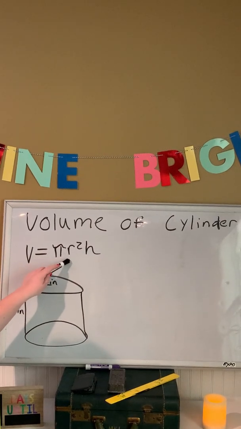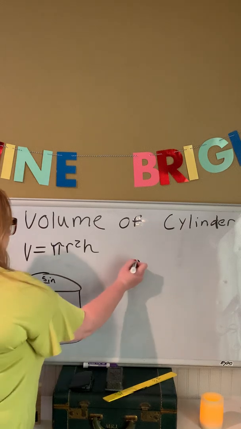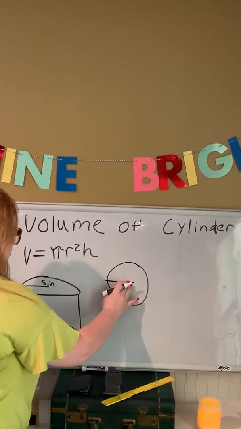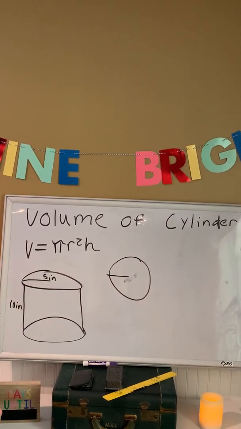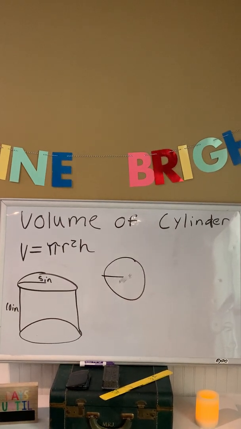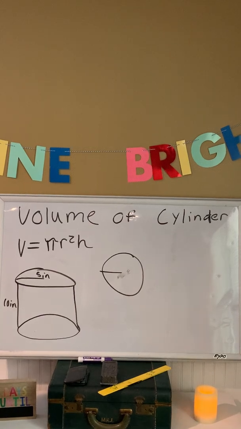This is going to be radius, the r. Is the radius the whole circle or half of the circle? What do we think? Diameter is the whole circle, y'all. Remember, dime, the whole dime is diameter. Half of that is going to be radius.